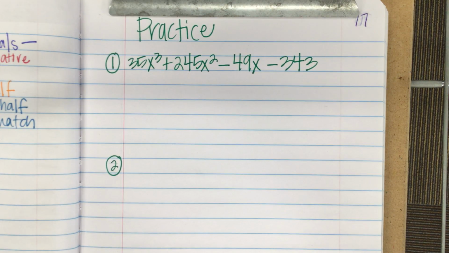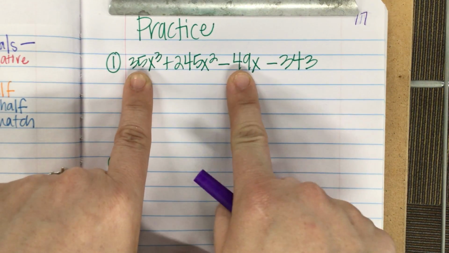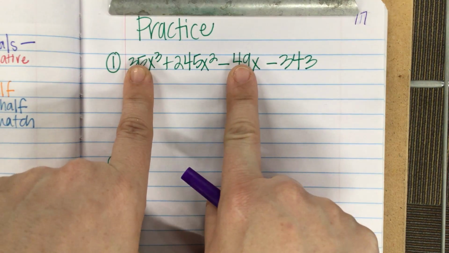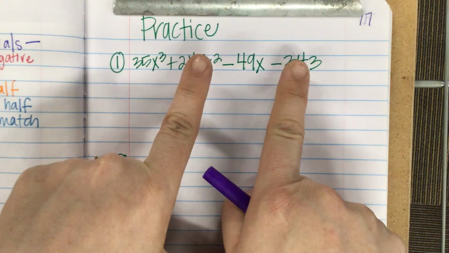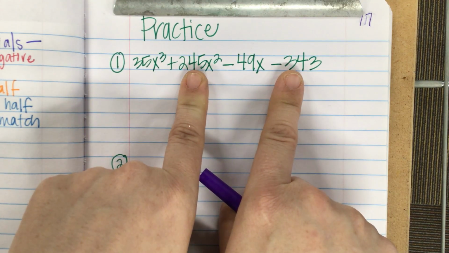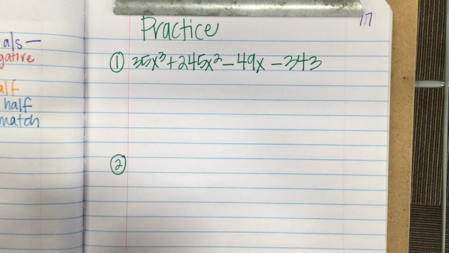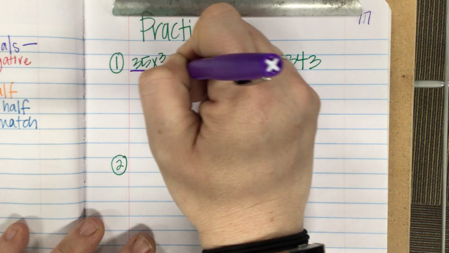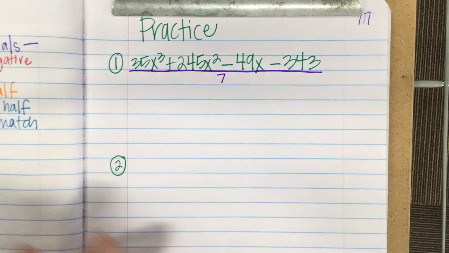Question number 1, is the leading coefficient negative? No, so I can skip that and move on. Question 2, is there a greatest common factor? The answer is yes. The greatest common factor between 35 and 49 is 7. So I need to now check, can 245 be divisible by 7? And is 343 divisible by 7? So the greatest common factor is 7. If you want to draw it like this with 7 underneath it, that's perfect.